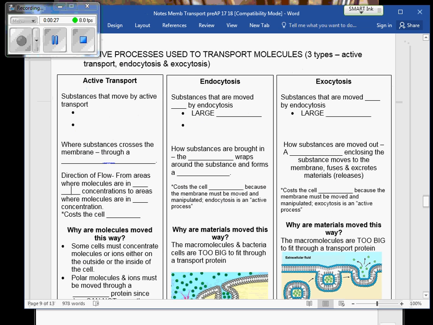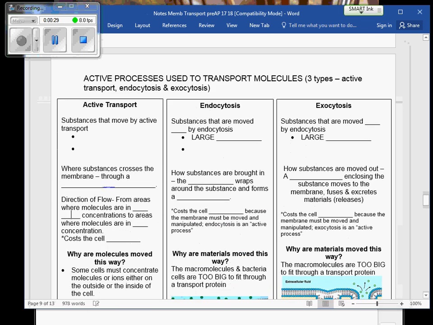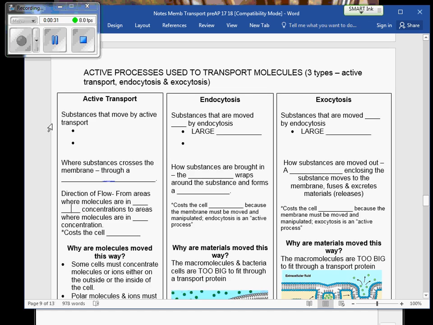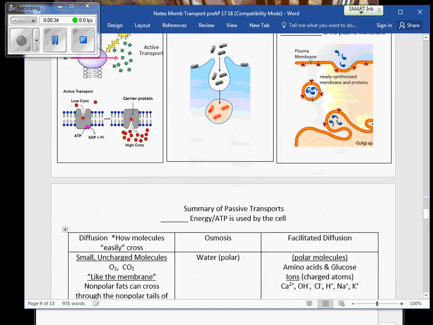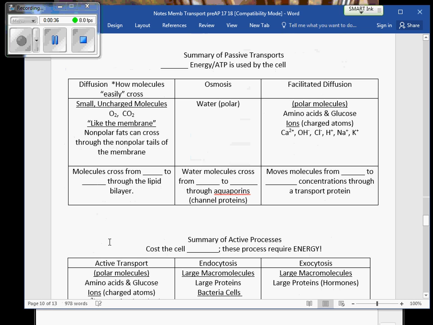In our notes, we left off talking about the 3 types of transports that are considered active because they cost the cell energy. On the next page, I put a summary of all 6 types of transports. Remember, 3 of them are considered passive and 3 of them are considered active. The ones that are passive, it means that no energy is being used by the cell to move those molecules through that type of transport. And that's because the molecules are all moving from an area of high concentration to an area of low concentration.